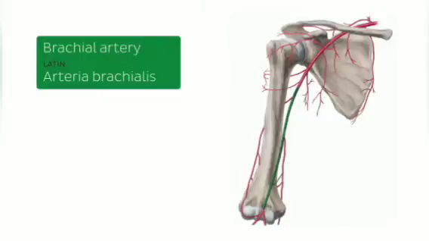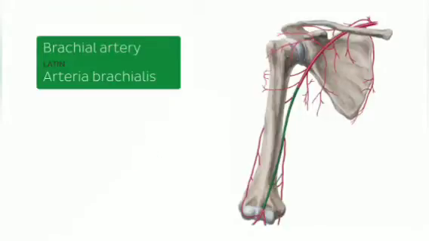Another piece of information worth mentioning in this tutorial about the brachial artery is that it runs down the upper arm, as you can clearly see, and goes until this fossa here known as the cubital fossa. And here it will split up into its two terminal branches.